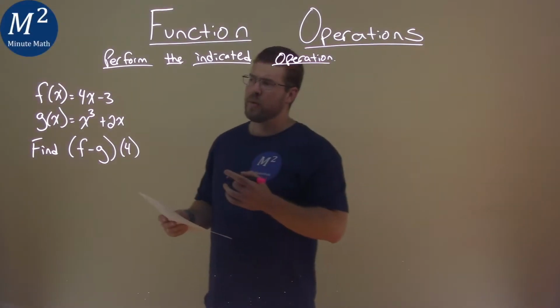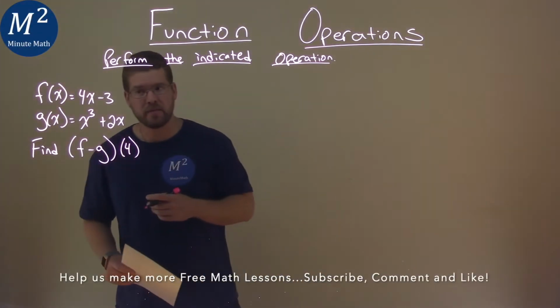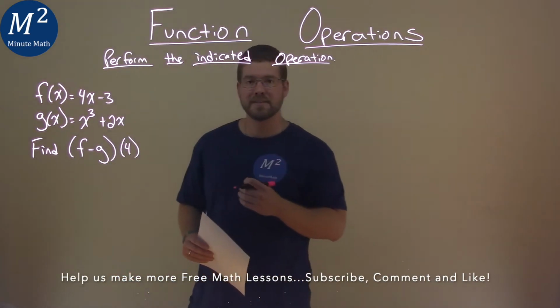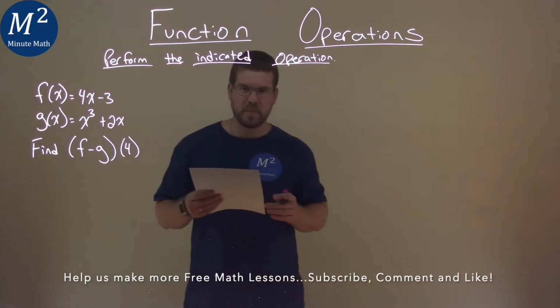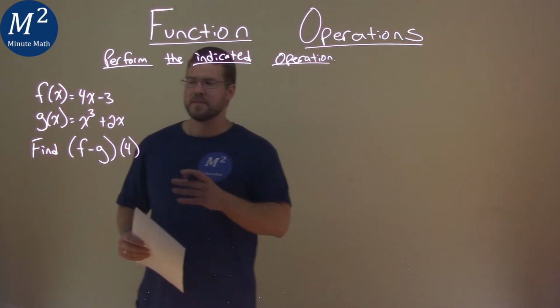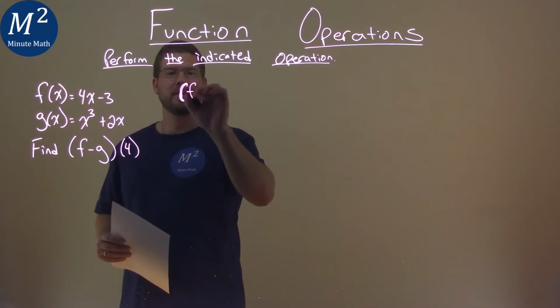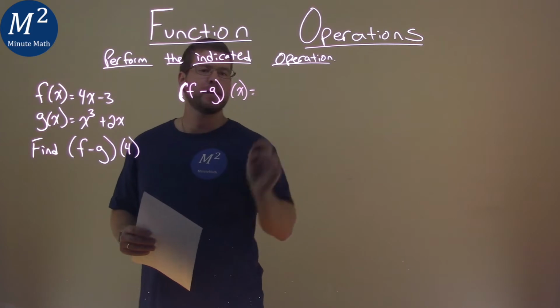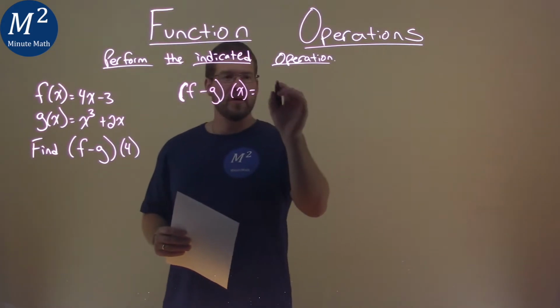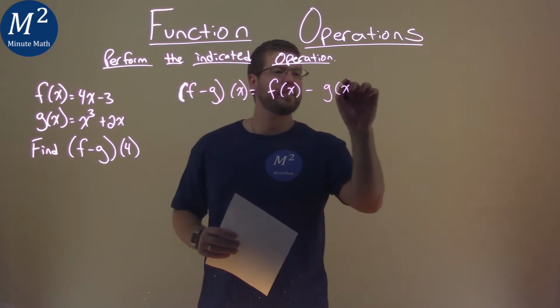We're given this problem right here. f of x equals 4x minus 3, and g of x equals x to the third plus 2x, and we need to find f minus g of 4. Well, the first thing I want to do is we'll set up just what is f minus g of just x. Well, what that's going to be, for their operations, is f of x minus g of x.